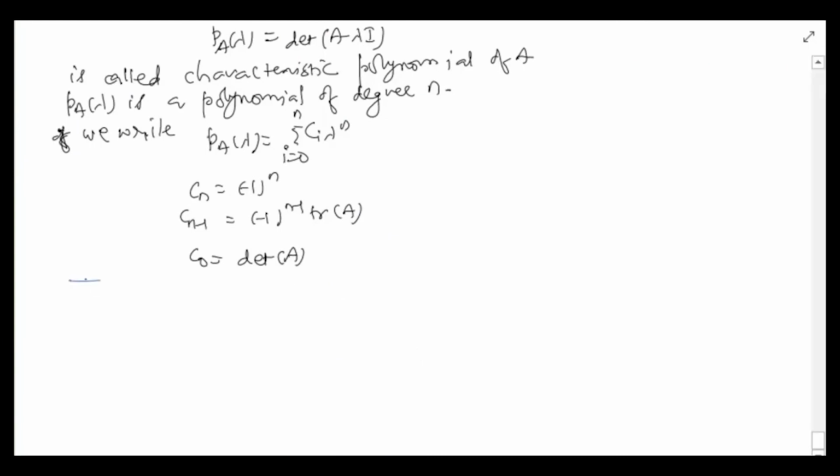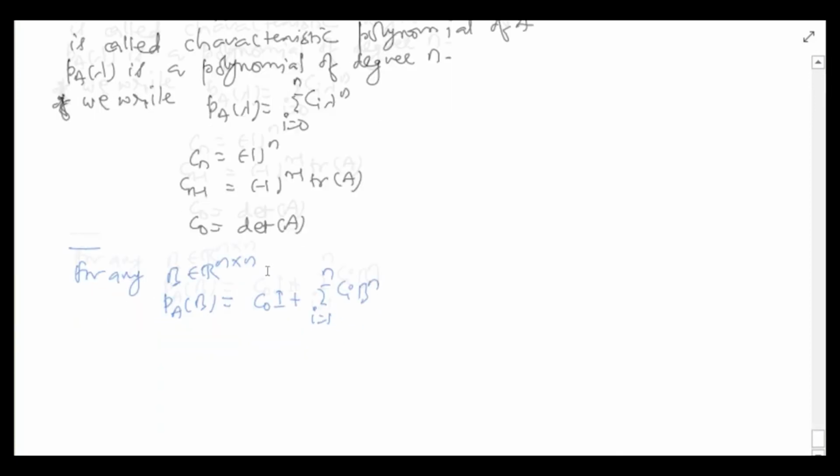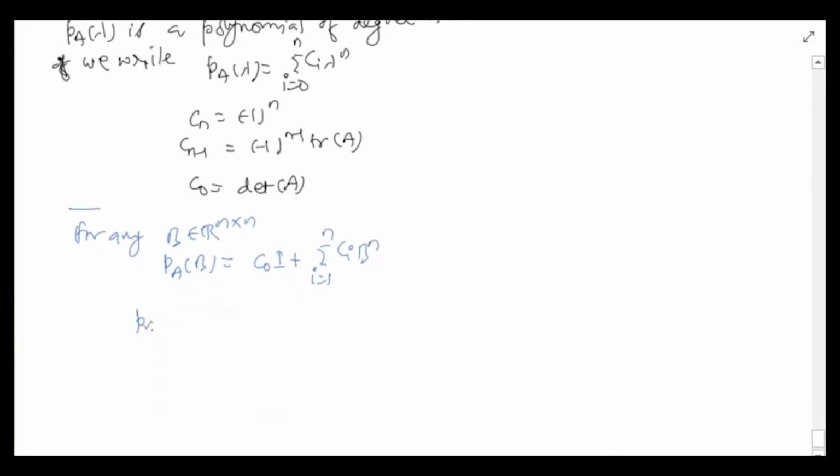Further, for any matrix B that is n cross n, we can define P_A of B also as follows. P_A of B is c_0 I plus the sum over i equals 1 to n of c_i B raised to i. Then it turns out that P_A of A is 0. This particular result is referred to as the Cayley-Hamilton theorem.